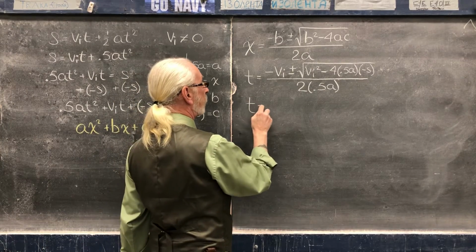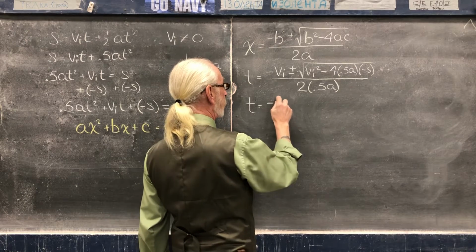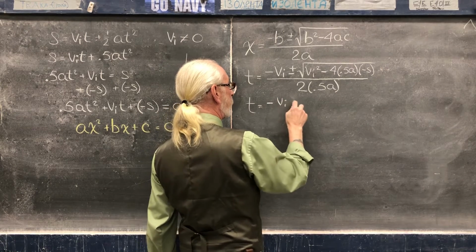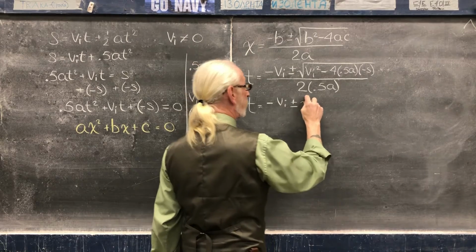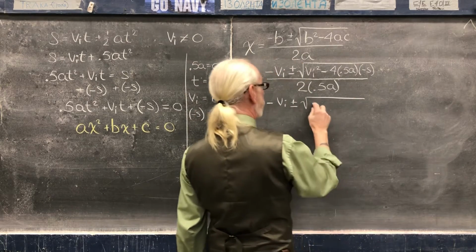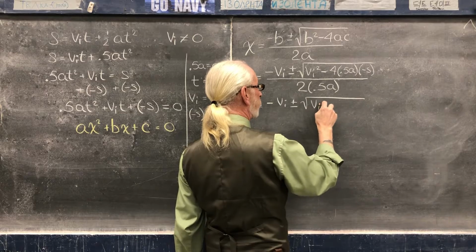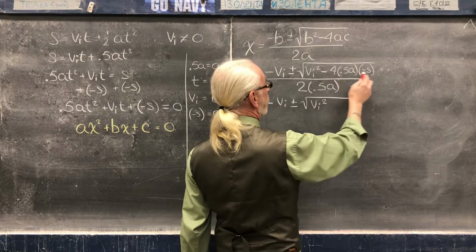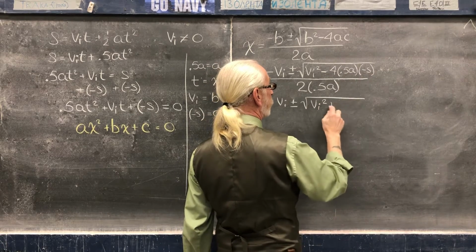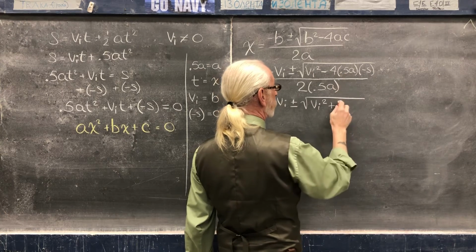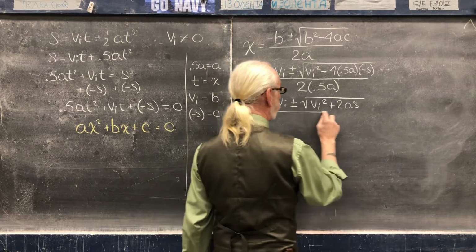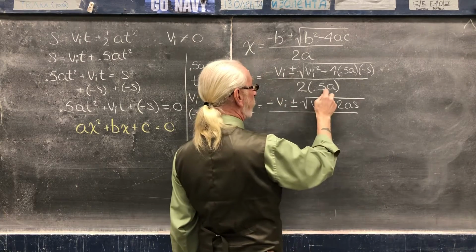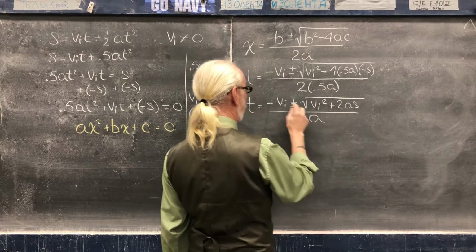t equals negative vi plus or minus the square root of vi squared. Okay, negative times a negative, that's a positive. 4 times 0.5, that's 2as, over 2 times 0.5, that's 1 times a.